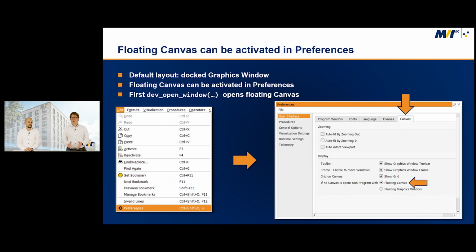The floating canvas, however, is not yet activated as a default setting because it changes how HDevelop behaves quite a bit, and we want to receive feedback before we turn it into a standard configuration. If you want to turn it on, you can do so under Preferences. And if it's turned on, the first call of dev_open_window will open a canvas for you.